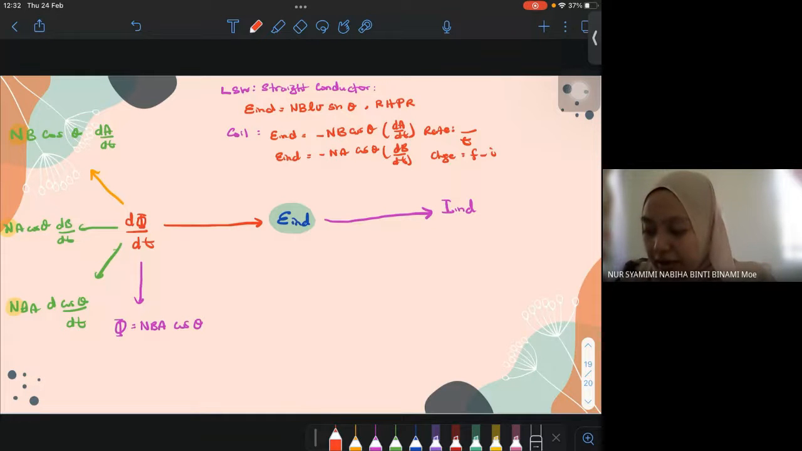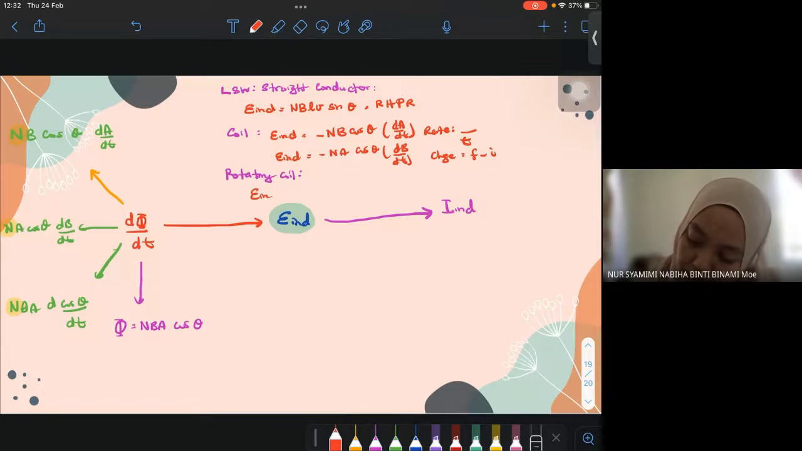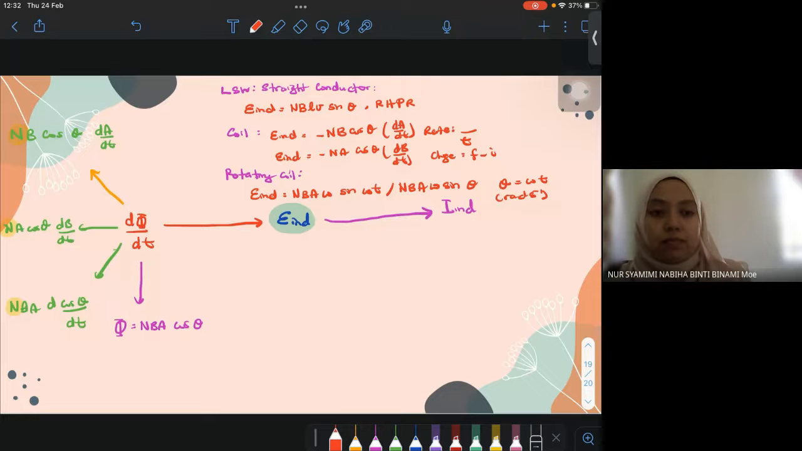The third, which you learned earlier, is the rotating coil. You have derived it. E induced for a rotating coil is equal to, no, not negative, NBA omega sin omega t or NBA omega sin theta, where theta is equal to omega t and omega must be in unit radian per second. This is what we have learned so far.